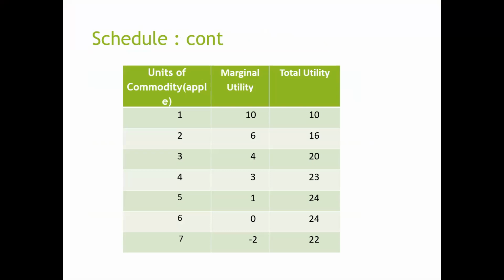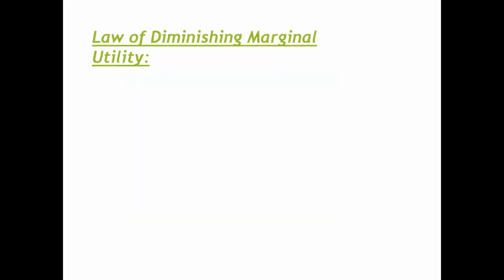It's addition of MU, and total utility remains constant. It becomes constant after some point of time. So this is how you interpret and write it down about MU and TU. Understood? From this concept, a new concept comes in, that is the law of diminishing marginal utility.